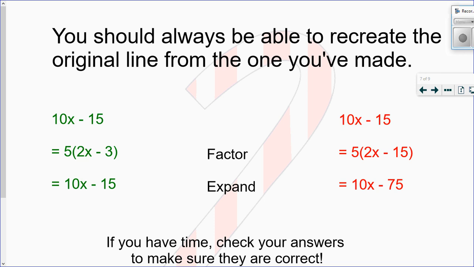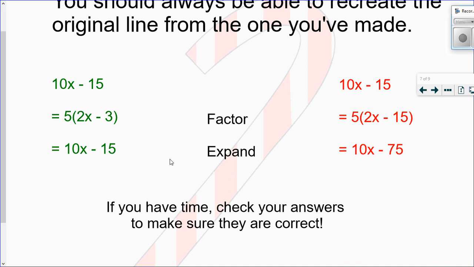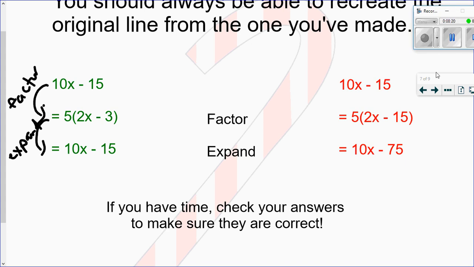One bit of advice, no matter what you do, you should always be able to recreate the line that you made in the first place. So if we start with 10x minus 15, you should be able to factor and then expand, and we get what we started with. Likewise over here, if we factor and then expand, we get what we started with. If you have time on a test or definitely an assignment, double check your work and make sure that you did it correctly.